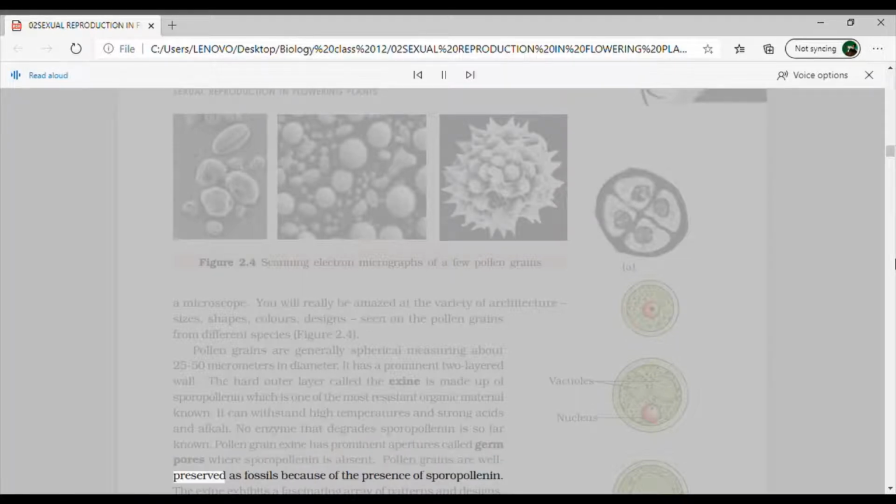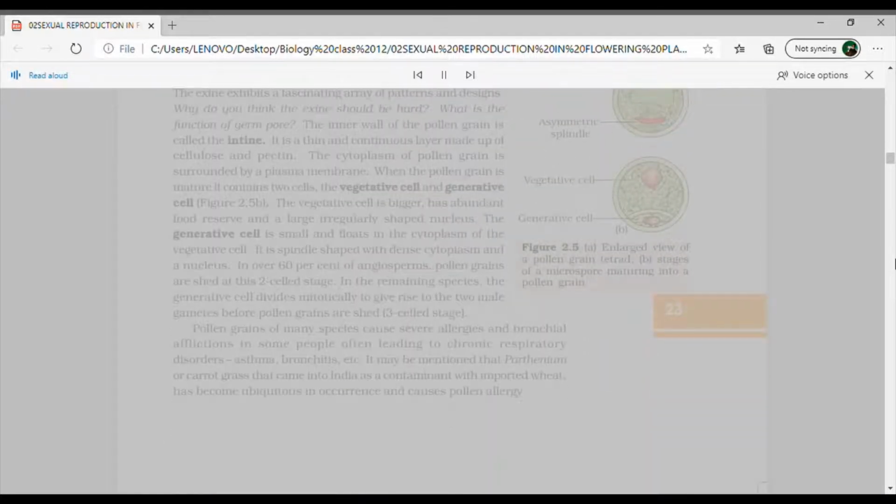Pollen grains are well preserved as fossils because of the presence of sporopollenin. The exine exhibits a fascinating array of patterns and designs. Why do you think the exine should be hard? What is the function of germ pore? The inner wall of the pollen grain is called the intine. It is a thin and continuous layer made up of cellulose and pectin. The cytoplasm of pollen grain is surrounded by a plasma membrane.